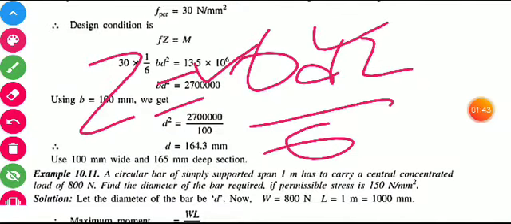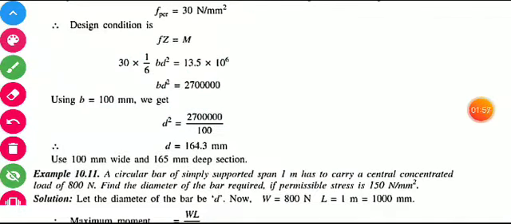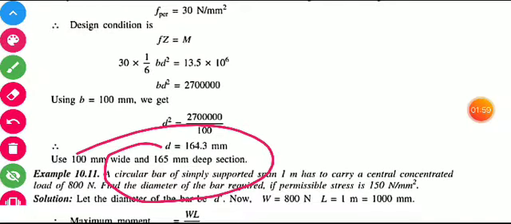So we either take the ratio of b to d, or we directly choose the value of b and determine the value of d. In this circular bar, this type of assumption is not necessary. We directly determine the value of d on the basis of the maximum moment carrying capacity. So now you check the solution of this question.